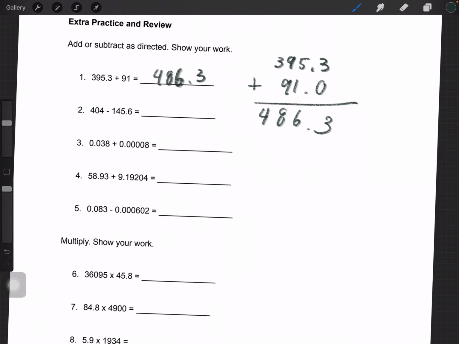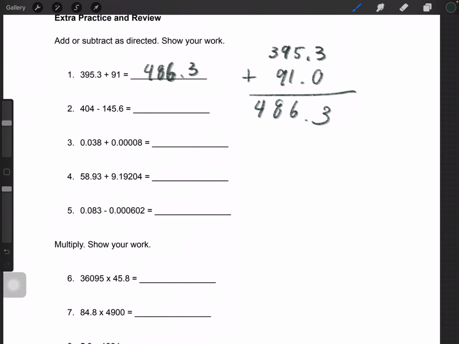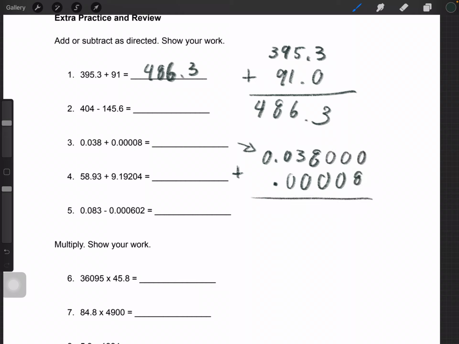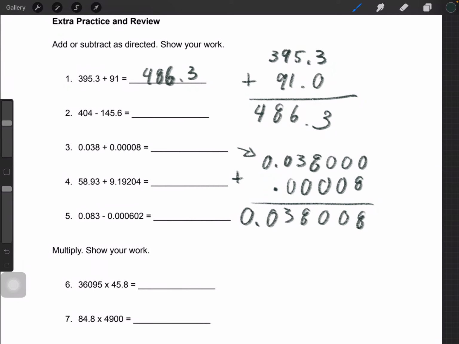486.3. Can also do number 3, 0.038, and you want to add the points right here. There's 1, 2, 3, 4 zeros and an 8. So you go like this, and then you add it all together, and you get 0.038008.